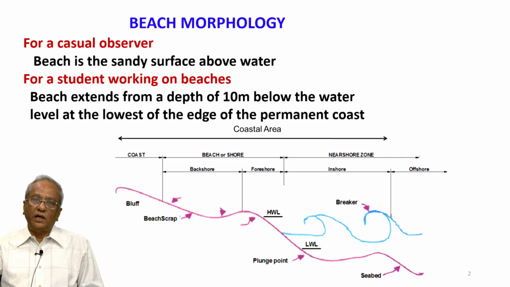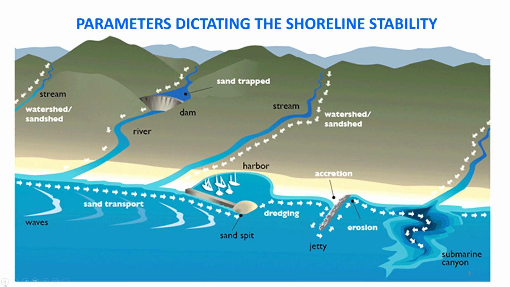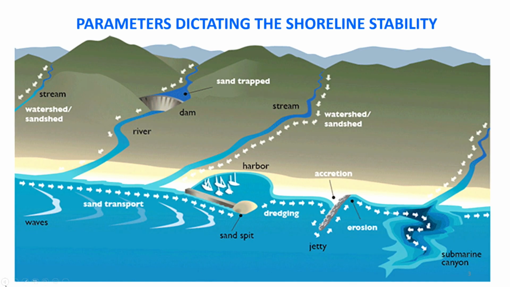But for students or researchers who are working in the area of coastal engineering in general, a beach should be defined as a stretch of the coast that extends from the shoreline, or even beyond the landward of the shoreline, all the way up to a water depth of 10 meters. Now let us understand what all these are about.